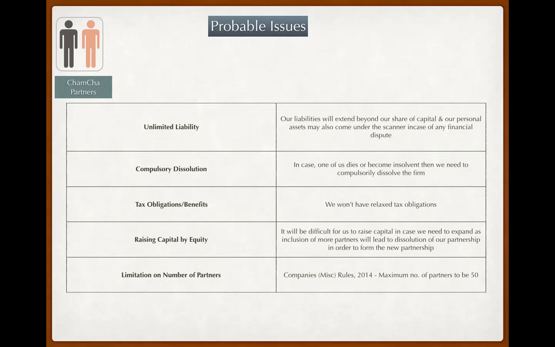Then there are some provisions of compulsory dissolution. In case any one of them, A and B, dies, then the partnership firm needs to be dissolved. There is no other way that the partnership can continue. So this is very uncertain. That makes the business venture very uncertain, because death is not in your hands. Merely on the death of one or the other partner, the firm needs to get dissolved. Then there is no relaxation on the tax obligations. Taxes are the same. There is nothing as such that the partners can take a benefit of, so there is no relief of lowering your tax obligation.